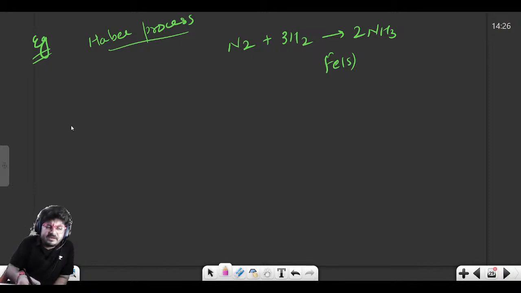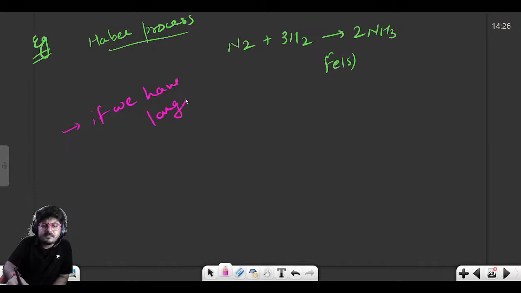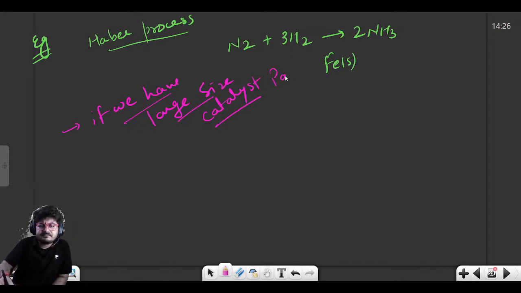ठीक है. Suppose if we have large size catalyst particles, then what will happen?